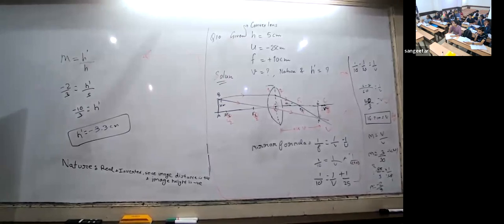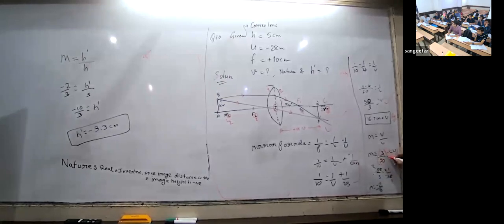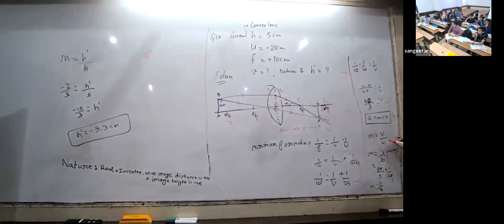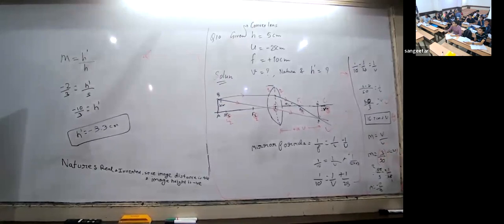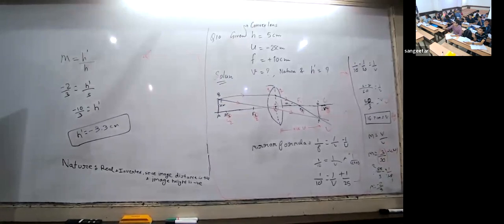Acha, this is V, okay. V divided by, V by U, right? What is V? So 50 upon 3, right? Then how did it become 3 by 50?